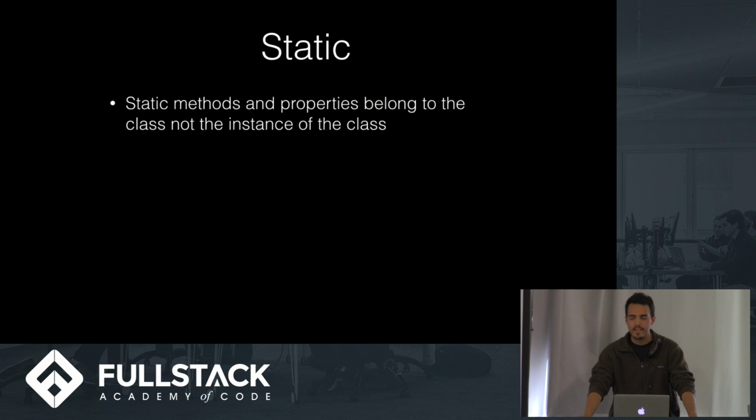So static, another special property of Java is static. Static methods and properties belong to the class, not the instance of the class. So basically, think of them kind of as like class methods in Sequelize, where you have to say task class dot method name to call it. You don't actually make an instance of the class.